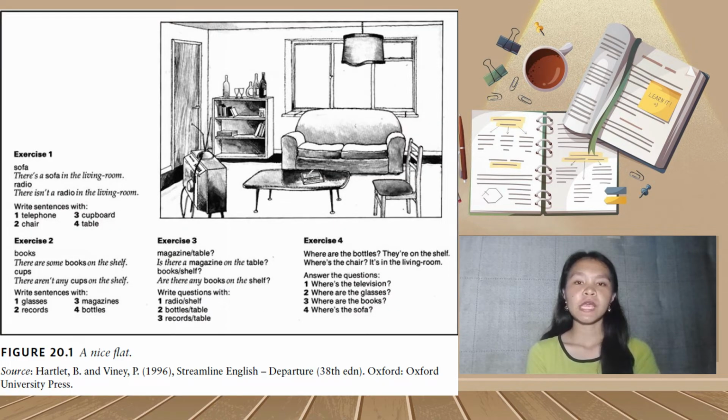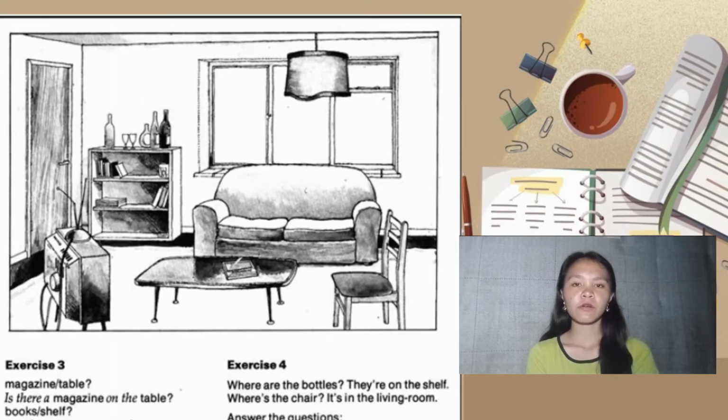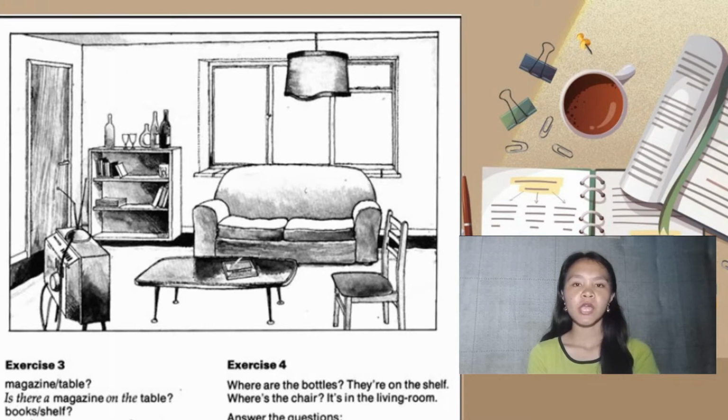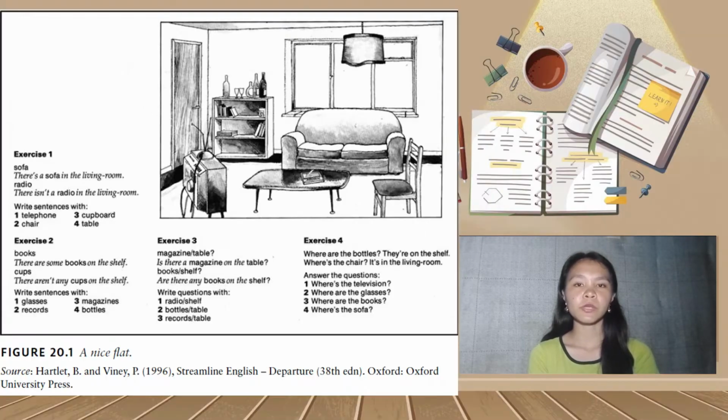So, if you take a closer look at the figure, you can see a sofa, a table, chair, books, bottles, you name it. There are also exercises that you can see from the figure which come from the visible things in the picture of the living room.